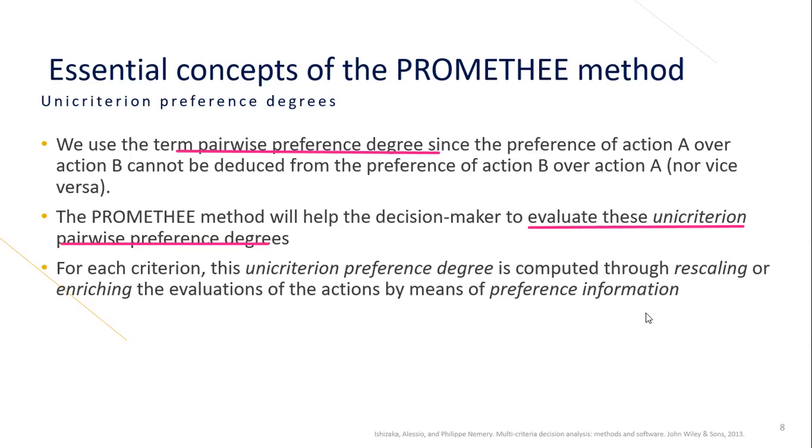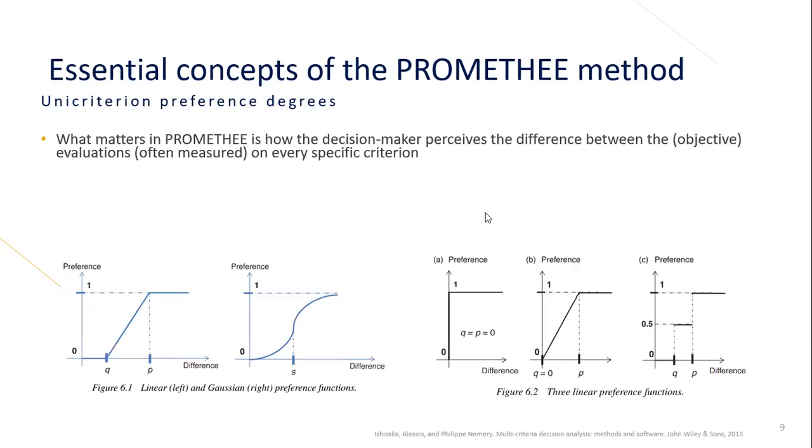So later on, this unicriterion preference degree, we can recalculate again and do some experiments with this formula, which is called rescaling or enriching, but we will not give you a really detailed example for this case study yet. Okay, so now let's move on.